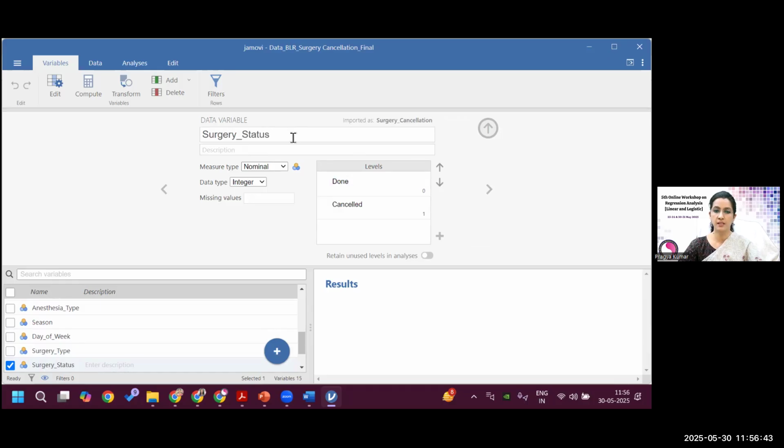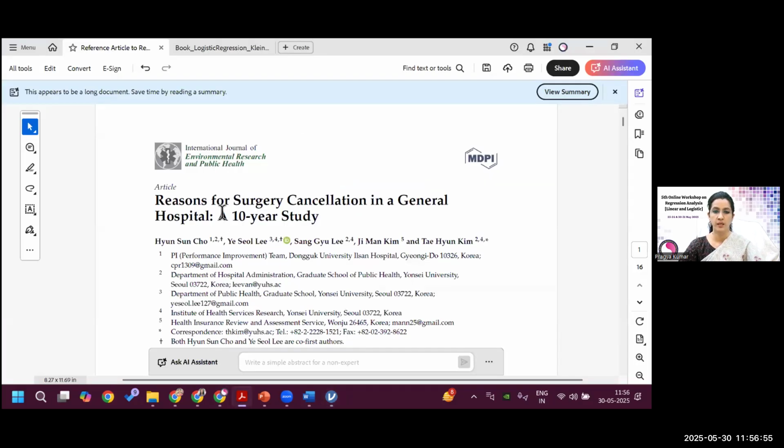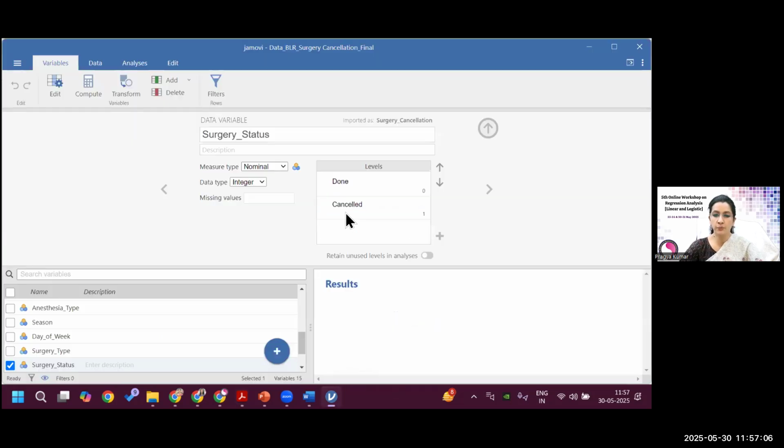Then surgery status, this is my outcome variable, whether the surgery was done or whether the surgery got cancelled. So remember, my research question is reasons for surgery cancellation. I'm not studying the reasons for surgery happening. So that's why generally you put the value 1 for the variable which is my main outcome. So I am studying the reasons for surgery cancelled. That's why for surgery cancelled, I have given the number 1 and 0 as done.